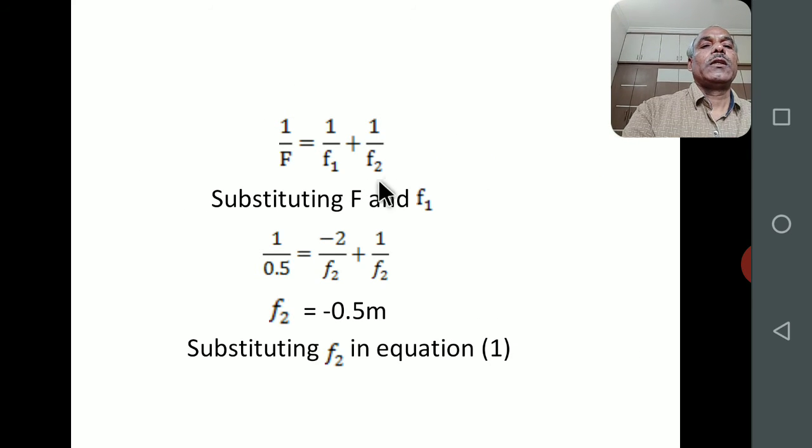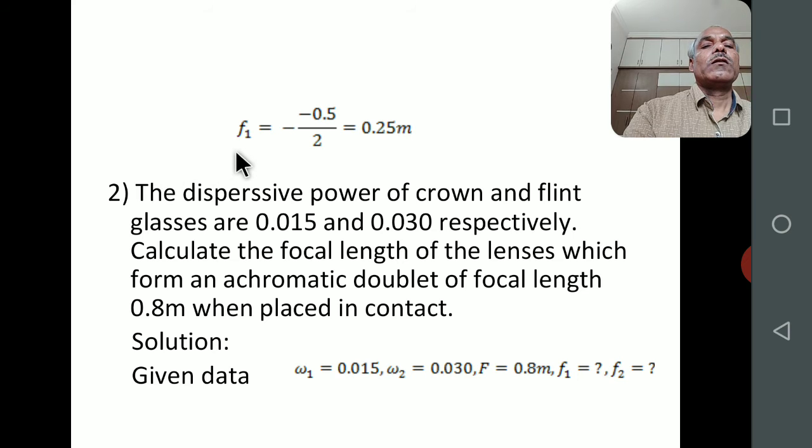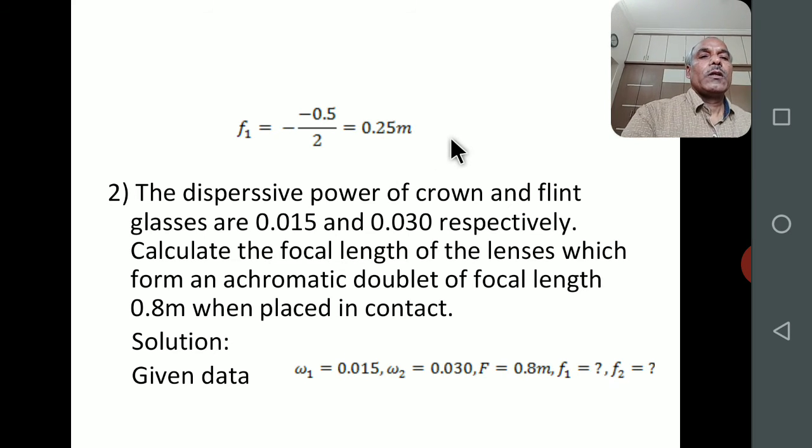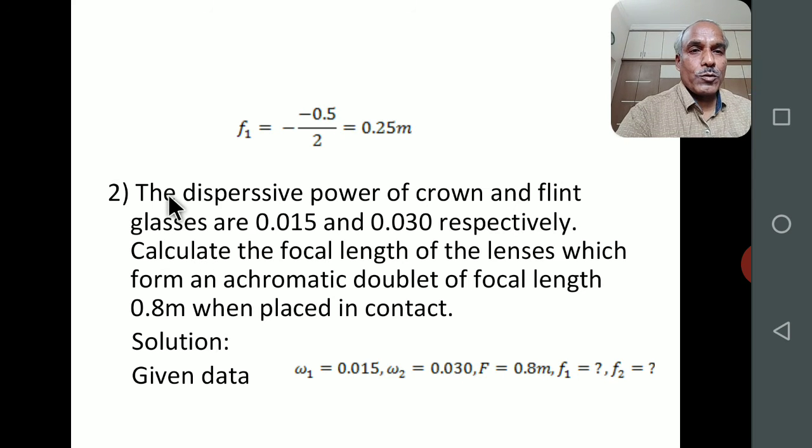Now we know that the equivalent focal length is given by 1 by F is equal to 1 by F1 plus 1 by F2. Now in this equation, substitute for F1 and F, and on simplification, you will get F2 is equal to minus 0.5 meters. Now let us substitute this value of F2 in equation number 1. So you will get F1 is equal to 0.25 meters. Now let us consider another problem.